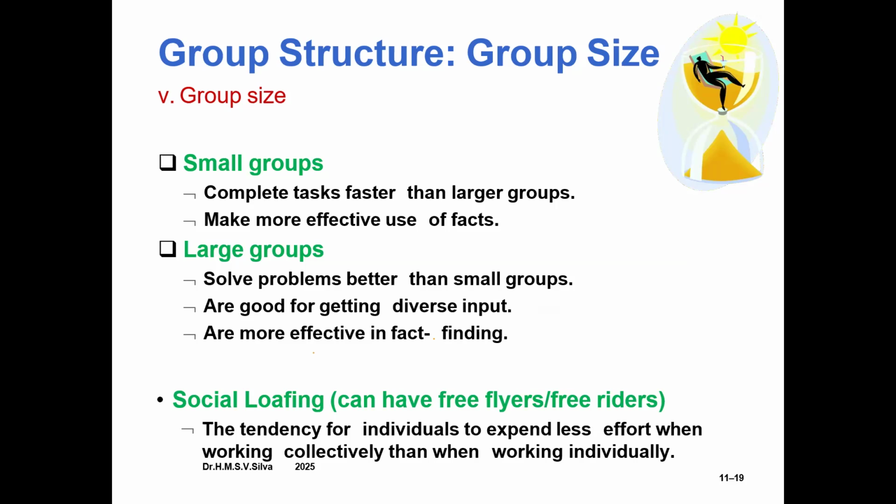Therefore, small groups complete tasks faster than large groups and make more effective use of facts. But large groups solve problems better than small groups. Why do large groups solve problems better than small groups? Because diverse ideas and suggestions can come, since there are a large number of people in the group. They are good for getting diverse input and are more effective in fact finding. But anyhow, when a group becomes larger, social loafing can happen. Social loafing is a negative consequence of a large group.